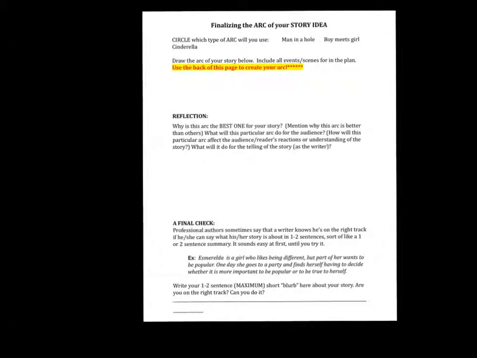Okay, students, so you should now see this paper. This is the paper that you're going to be working on tonight. It says finalizing the arc of your story idea. The first thing I need to have you do is look at the very top. It says circle which type of arc you will use.